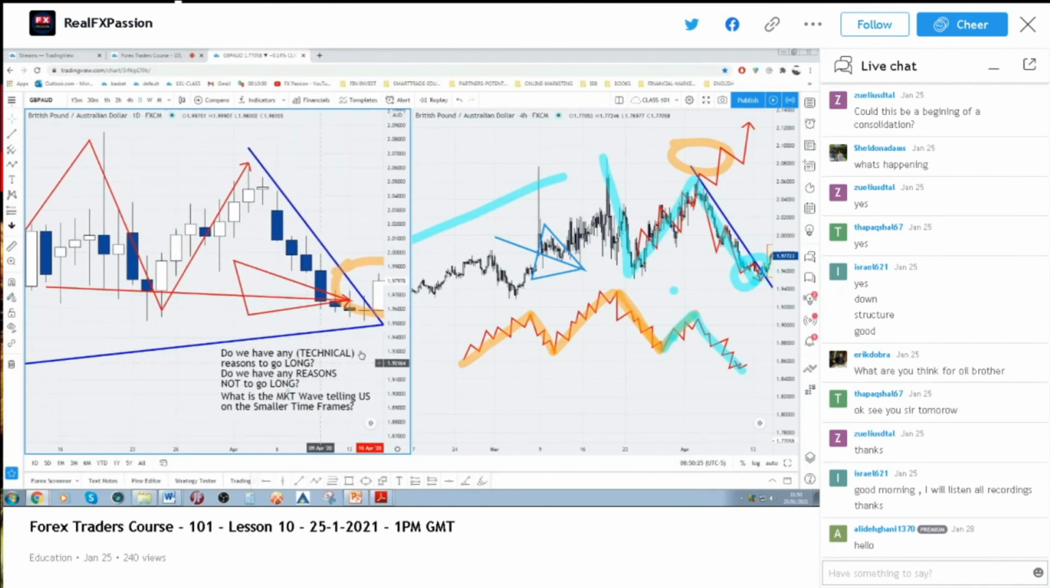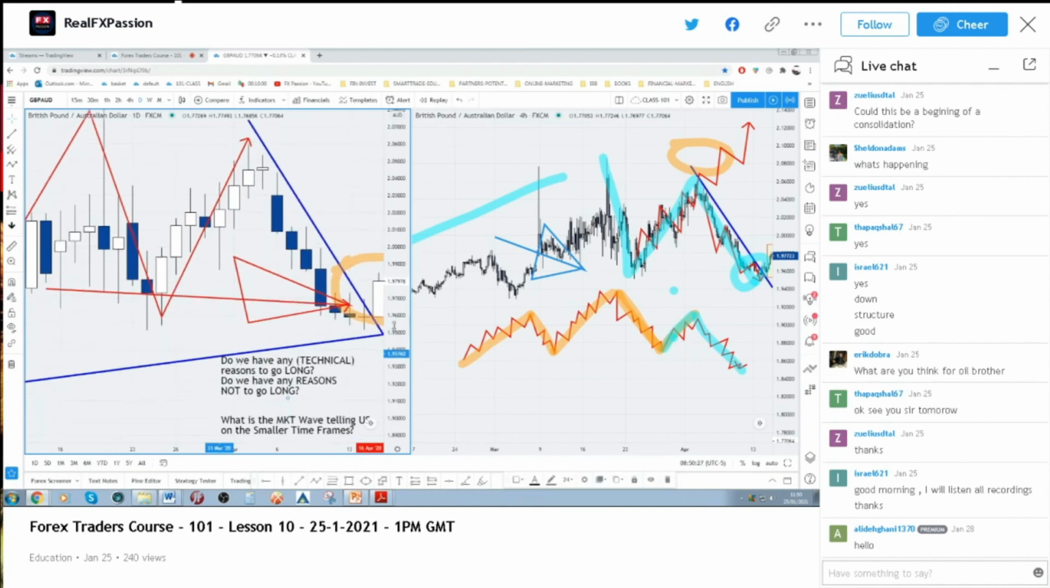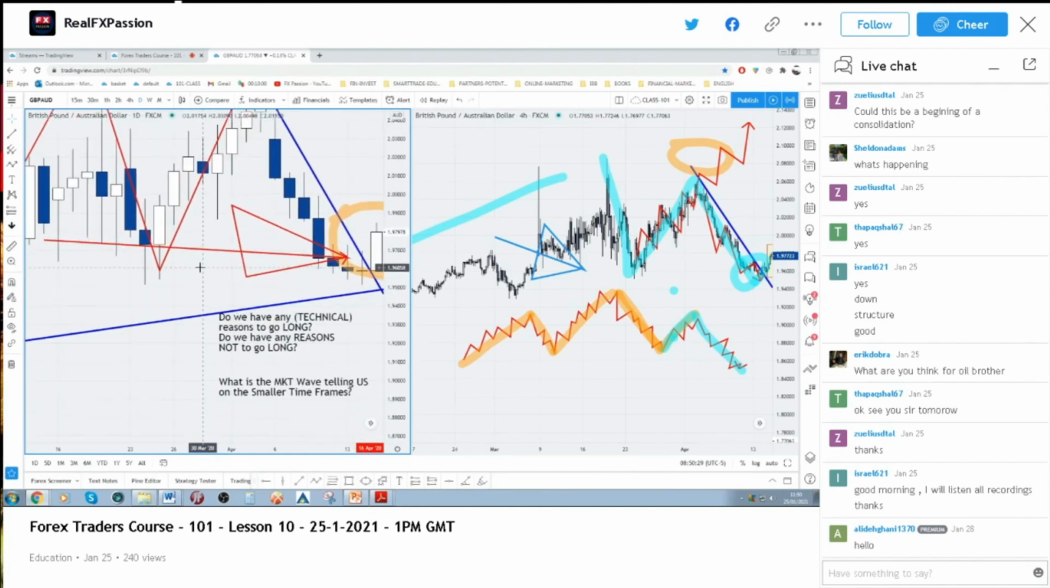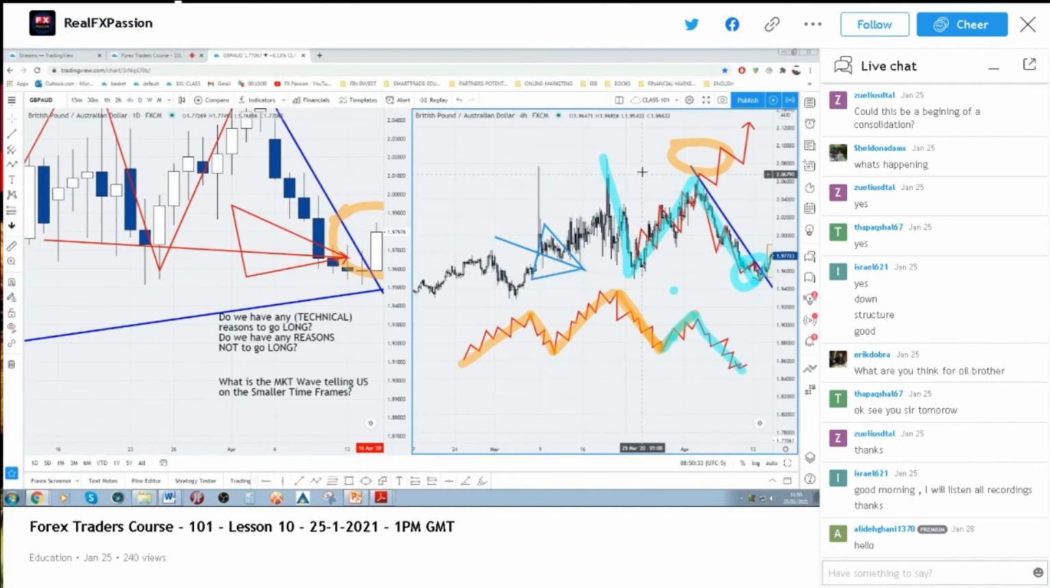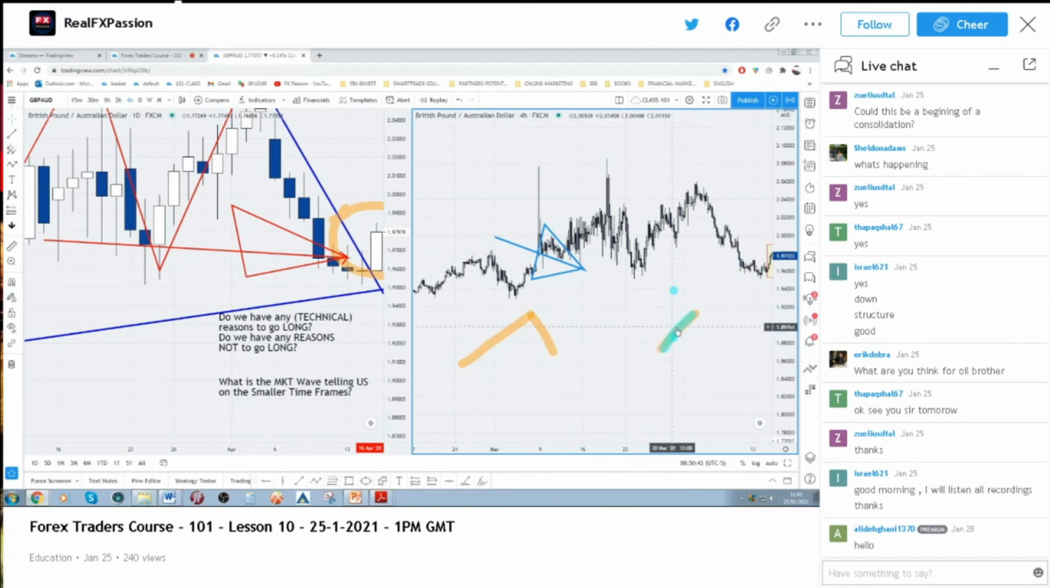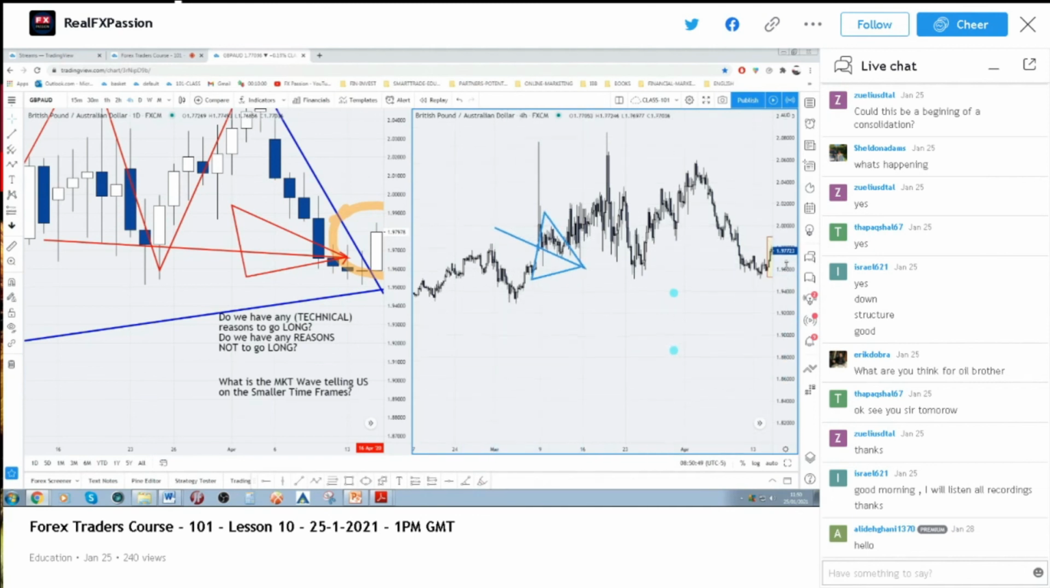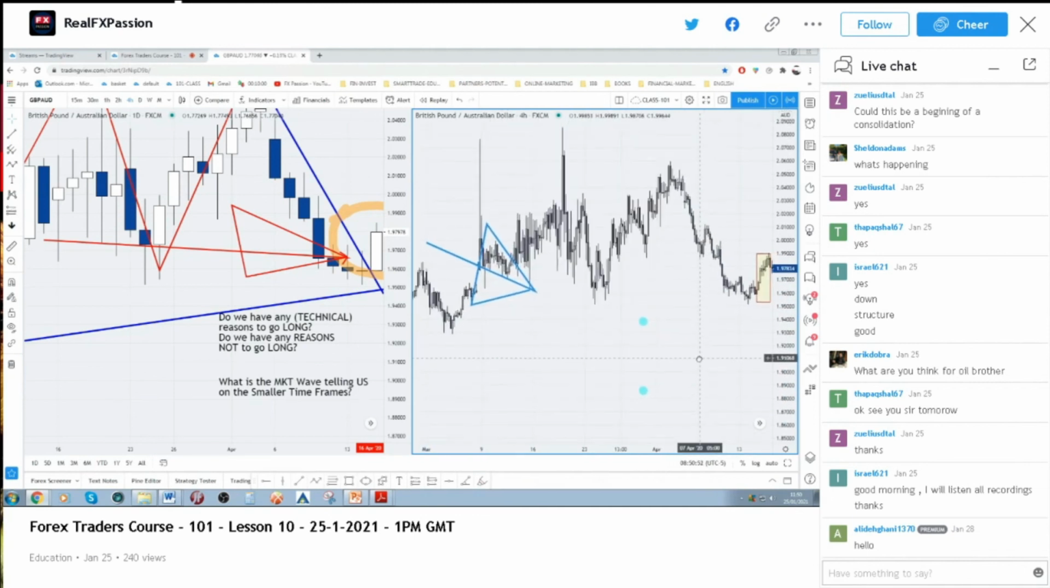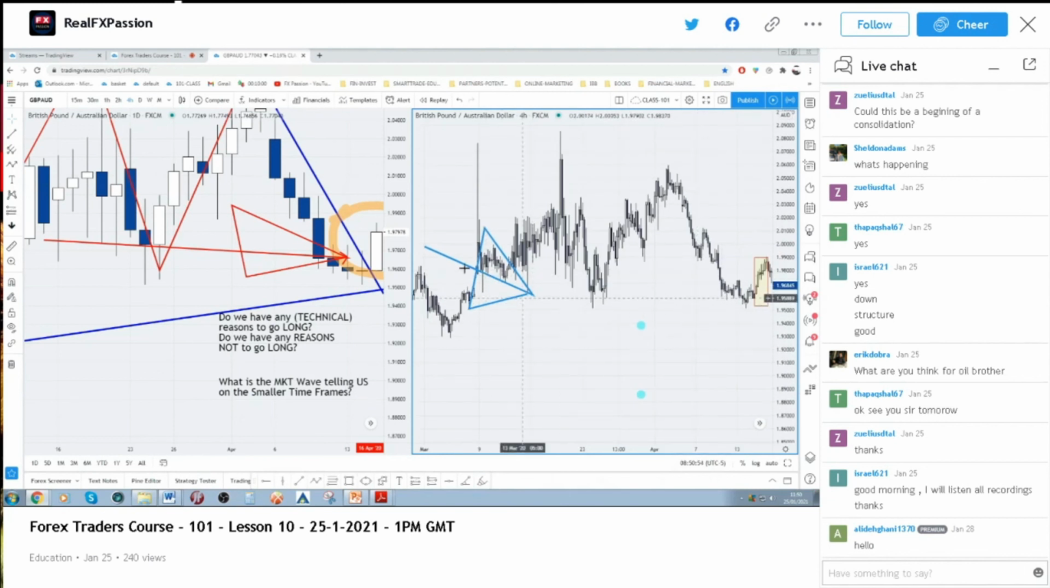Sheldon, this is what we're talking about. This was the entry from the daily, and it made sense. But from the 4-hour market wave, the market was down. The 4-hour market wave was telling us, whoops, maybe this is not the best entry. Just maybe this is not the best entry.